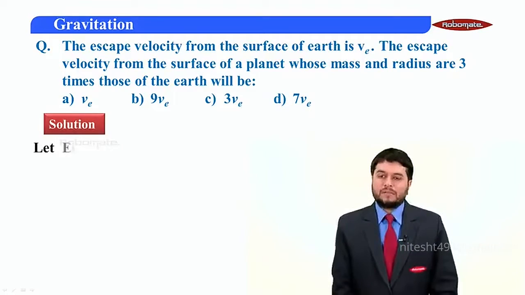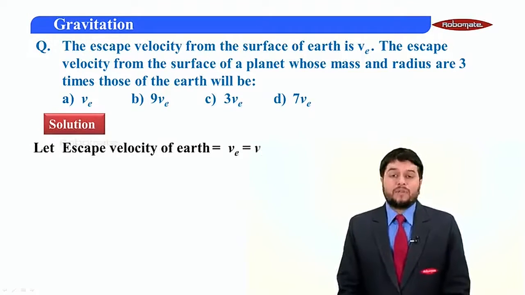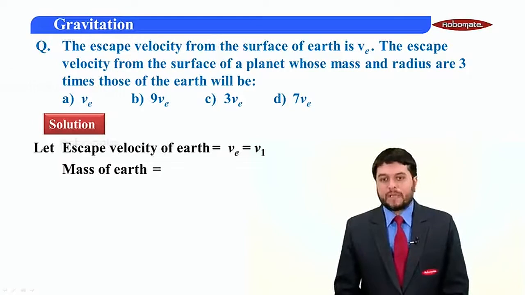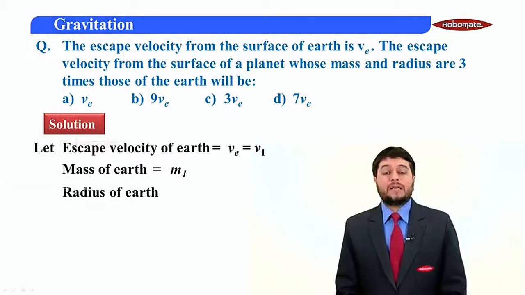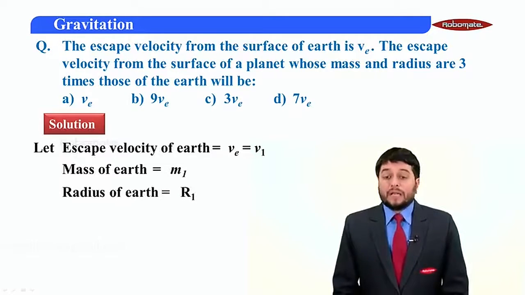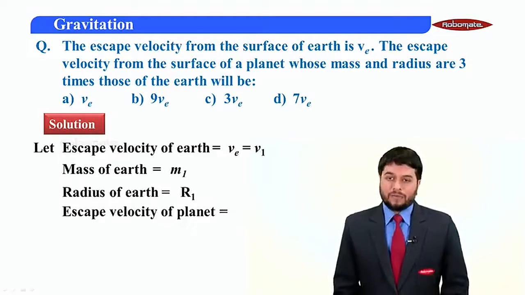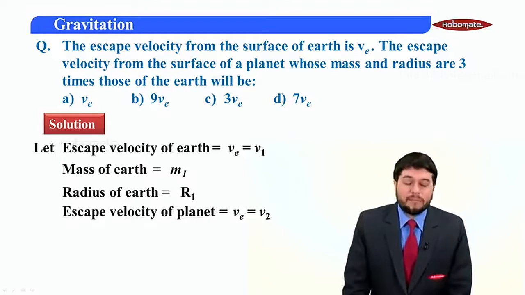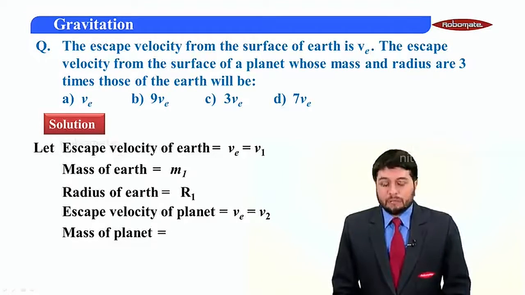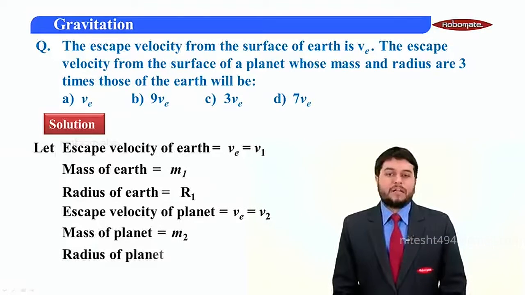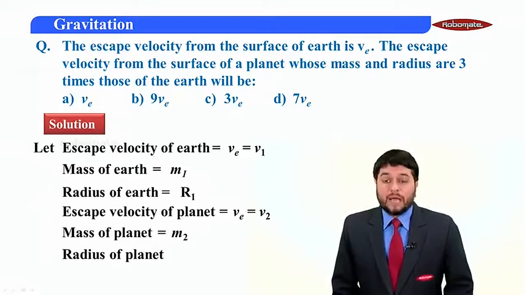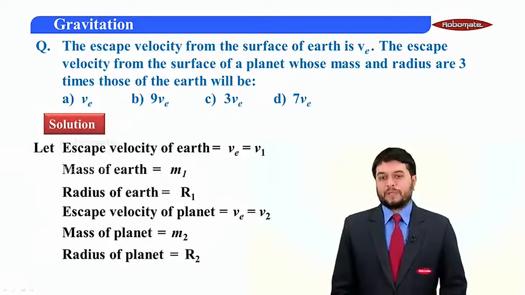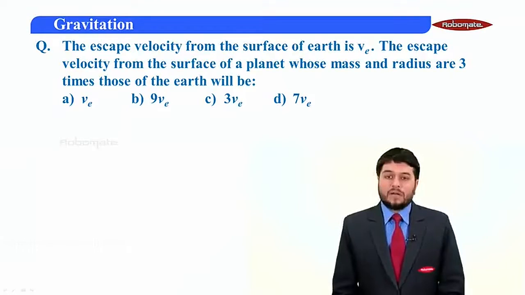So now in this case, let us say the escape velocity from Earth be taken as V1. Mass of Earth, let it be taken as M1. Radius of Earth be taken as R1. And escape velocity of that second planet be taken as V2. Mass of the second planet, let it be M2. And the radius of the second planet, let it be R2. So taking these assumptions, now we go ahead.